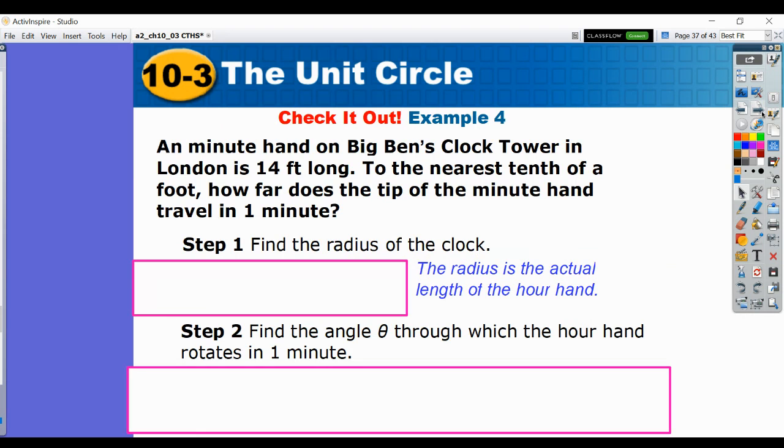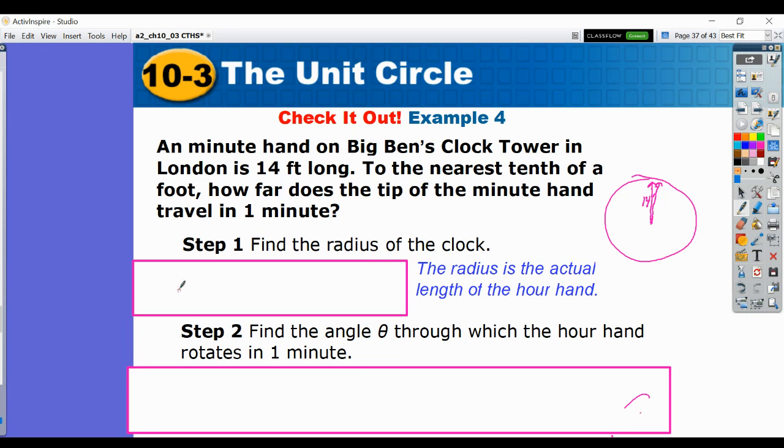All right, let's try one more because that might have been a little confusing. This one is a clock. So we've got a giant clock, Big Ben or whatever. The minute hand is 14 feet long. To the nearest tenth of a foot, how far does it travel in 1 little minute? So we're going to try to draw 1 minute little segment here. You'll have to bear with me on that.